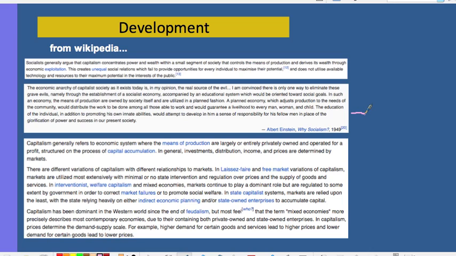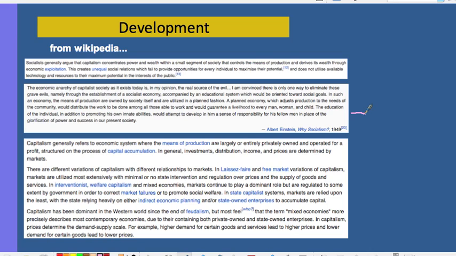He said, quoted, 1949, "The economic anarchy of capitalistic society as it exists today is, in my opinion, the real source of the evil. I am convinced there is only one way to eliminate these grave evils, namely through the establishment of a socialist economy, accompanied by an educational system which would be oriented towards social goals. In such an economy, the means of production are owned by society itself and are utilized in a planned fashion," hence planned economy.